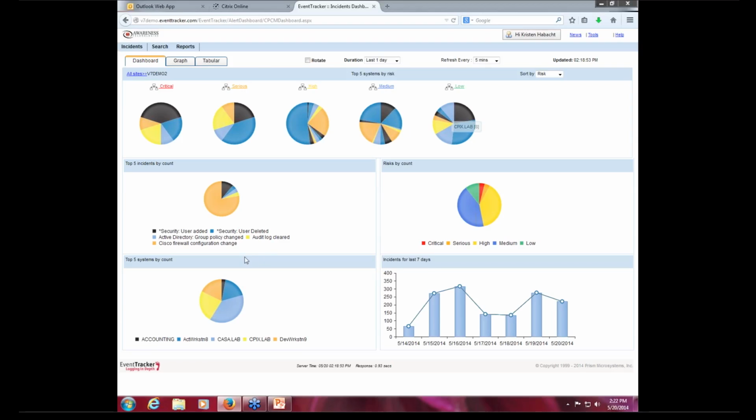The top 5 incidents by count: we see users have been added and deleted in Active Directory. There've been some changes in group policy. There's been a change to the Cisco firewall configuration, which is always kind of a big deal, right? So we've got 21 changes. Would you believe it?